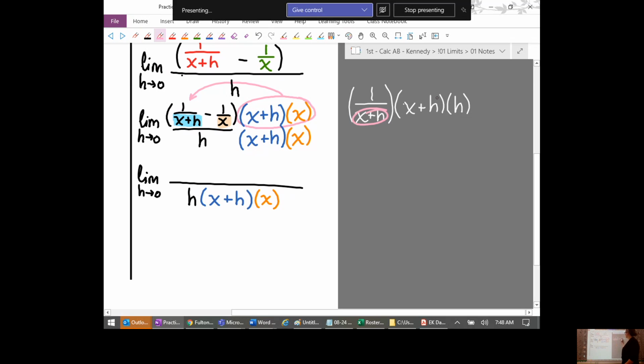So this denominator and that x plus h, they cancel, and that was the whole purpose of us putting that blue x plus h there. So this distribution step just gives me an h left over.